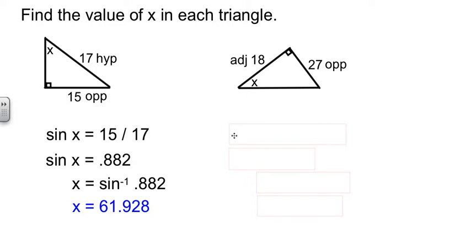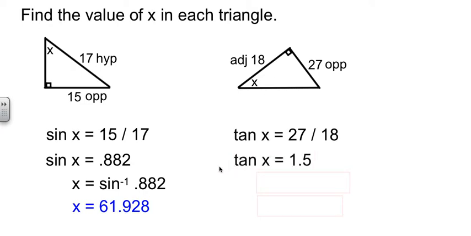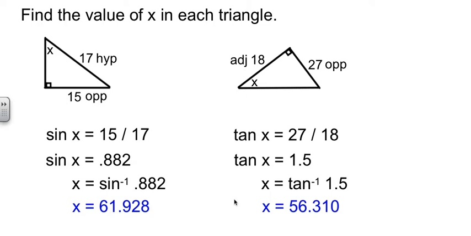Well, opposite and adjacent is a job for tangent. Tangent equals opposite over adjacent. Again, I'm going to turn it into a decimal just to make it easier for me to work with. Now I'm ready to do the inverse tangent. And the inverse tangent of 1.5 is 56.310 degrees.